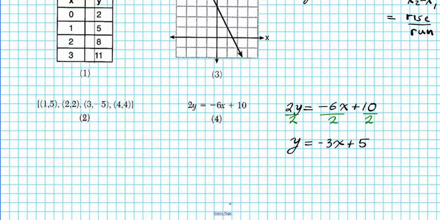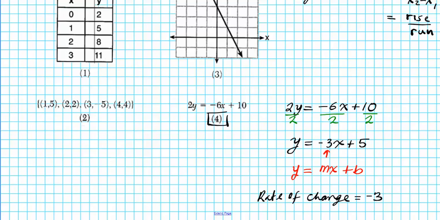Okay, the slope-intercept form of the equation of a line is y equals mx plus b. The slope or the rate of change is negative 3. Okay, so here the rate of change is equal to negative 3. So that's exactly what we're looking for. The correct answer is option number 4.